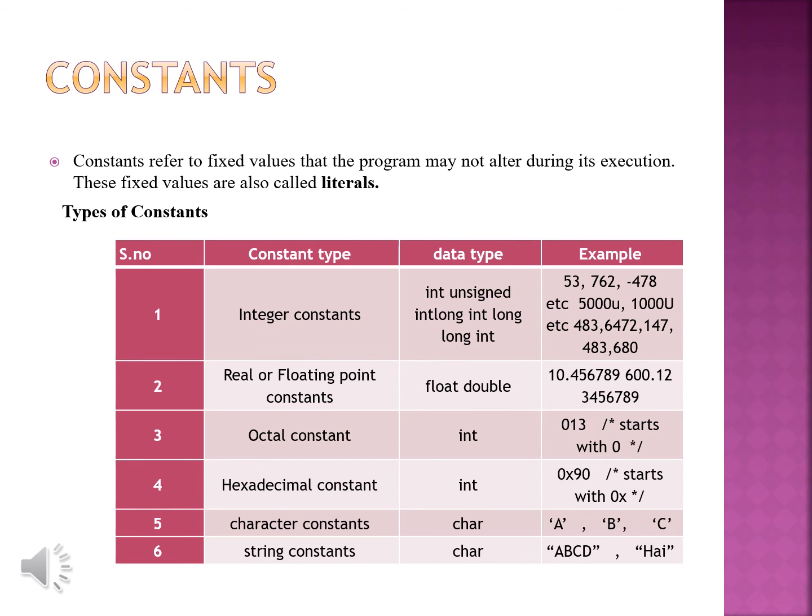Constants. Constants referred to fixed values that the program may not alter during its execution. These fixed values are also called literals. Let's see the different types of constants. First one is integer constant. Second one is real or floating point constants. Third one is octal constant. And fourth one is hexadecimal constant. And fifth one is character constants. At last, string constants.